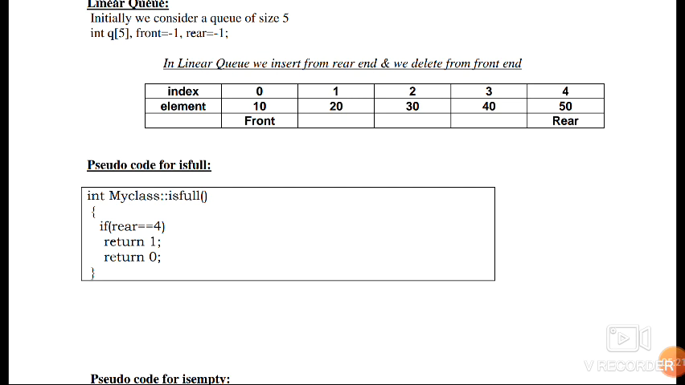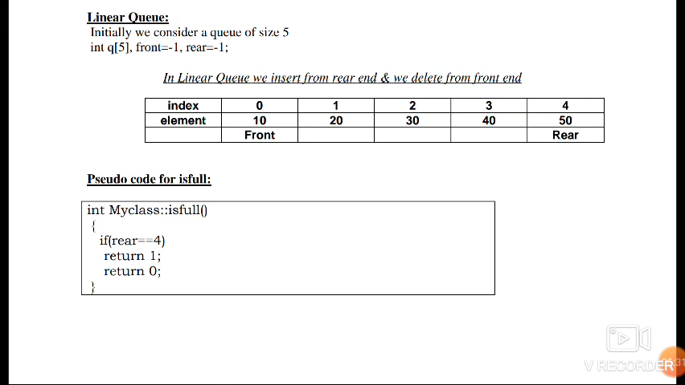Okay, in stack, whenever we try to push an element into the stack, we check first whether stack is full or not, and how we have checked: if top equal to max - 1, where max is the size of the stack. At that time we can say stack is full. And while popping out an element from this stack, we have checked whether stack is empty or not. If it is empty, we cannot pop the element from this stack.